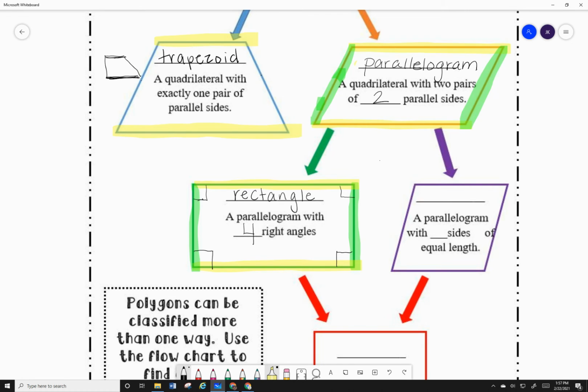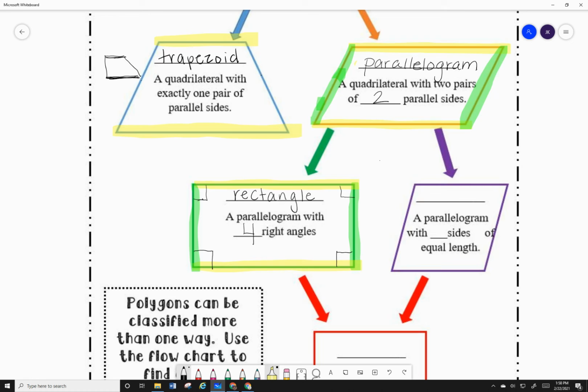So this shape is a special kind of parallelogram. In fact, we can call this shape not only a rectangle, but we can call it a parallelogram. We can also call it a quadrilateral because it matches the rules for all of those shapes.